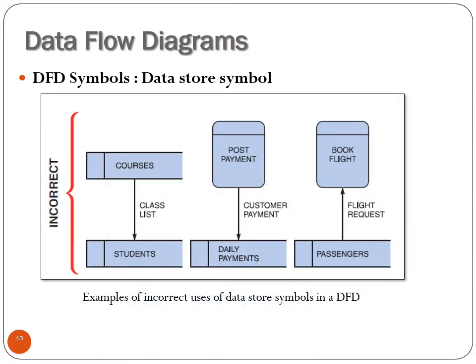These examples show incorrect uses of a data store symbol in a DFD. In the first example, two data stores, courses and students, are connected incorrectly because there is no process in between them. In the second and third examples, the data stores lack either an outgoing or incoming data flow.